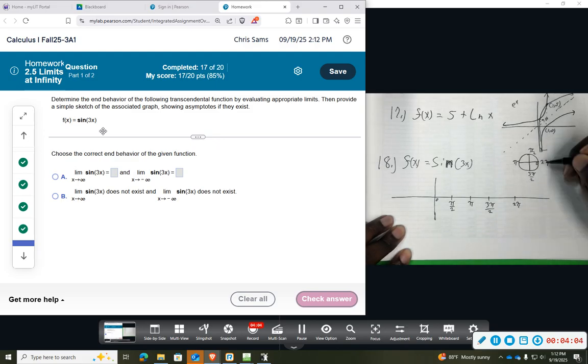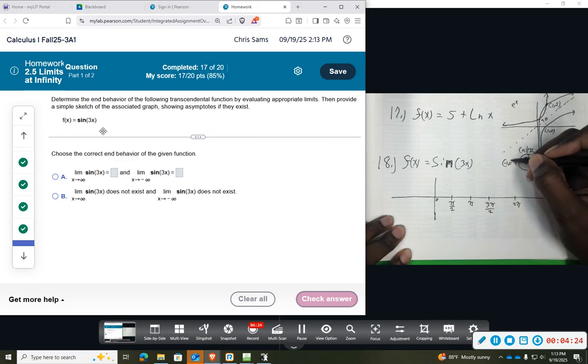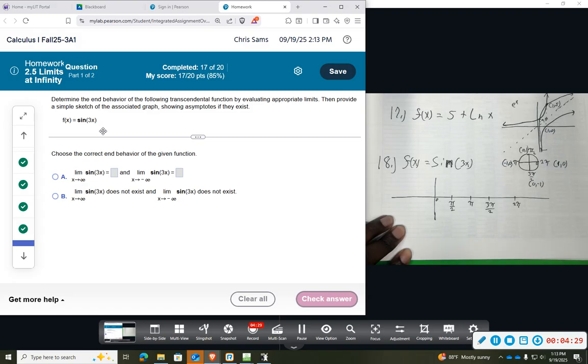So the sine value is the y coordinate. So at 0, this is 1, 0. This goes out 1. This ordered pair would be 0, 1. This ordered pair would be negative 1, 0. And then this ordered pair would be 0, negative 1. Okay, so it's just kind of like going around the circle and hitting these points 1, negative 1, 0, 1.